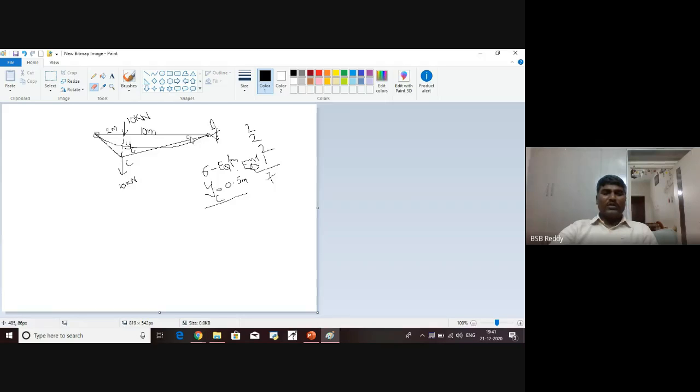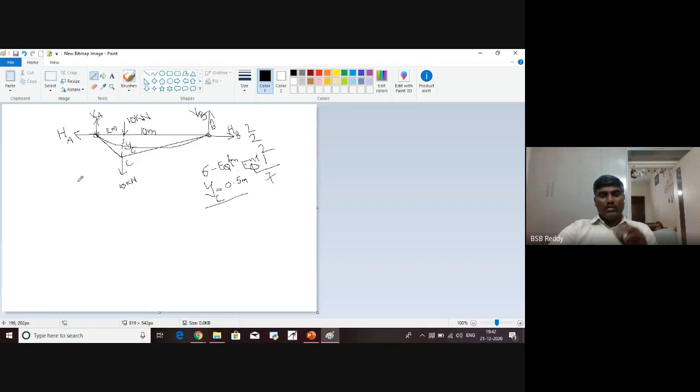The free body diagram of the cable first needs to be drawn. So the reactions: horizontal and vertical reaction. What is this one? HA. What is this one? VA. What is this one? HB. This is VB.